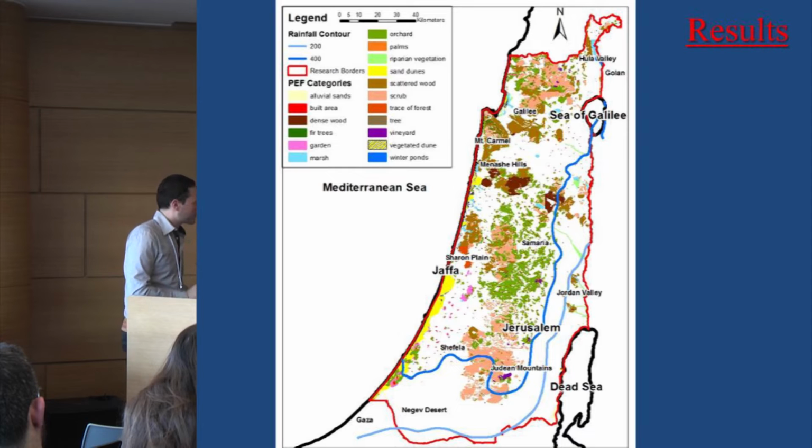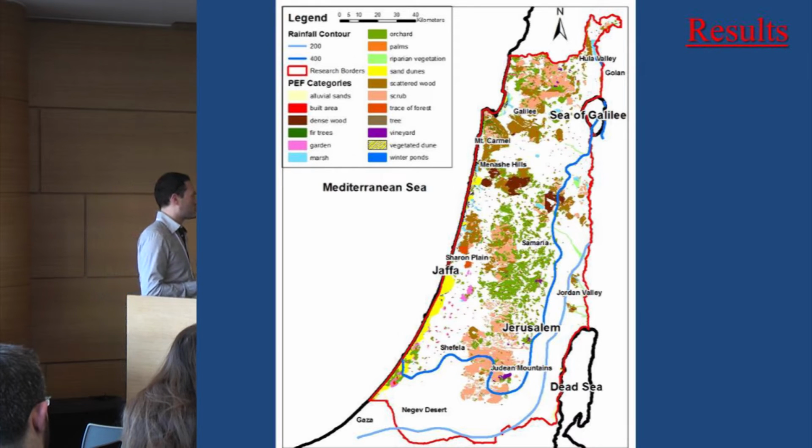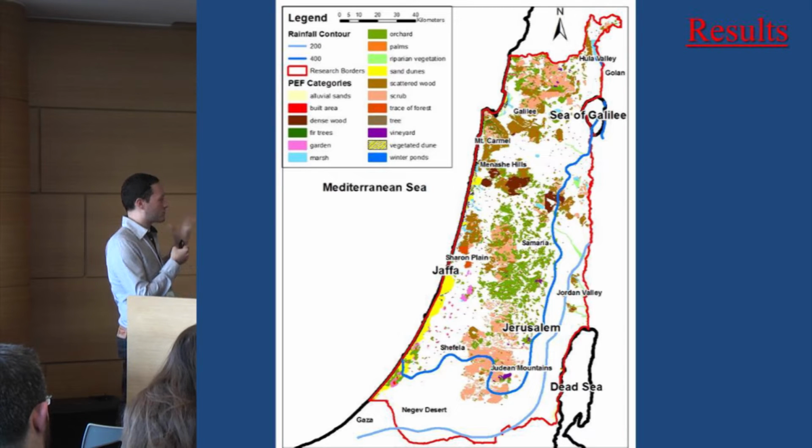The result. So this is the PEF map digitized. The red line is the research area. So this is what I actually digitized. As you can see, for example, from the map, all of this yellow color is sand dunes. Although here you have a lot of green, which are orchards. Here you have more brown shades, which are more natural features such as woods, scattered wood. And if you are more into numbers, from this digitization of the map, you can also extract numbers.